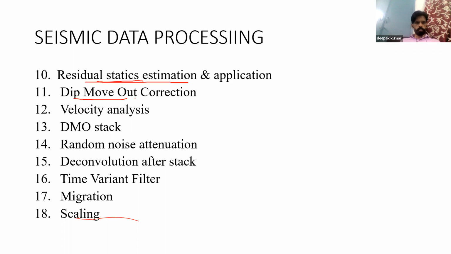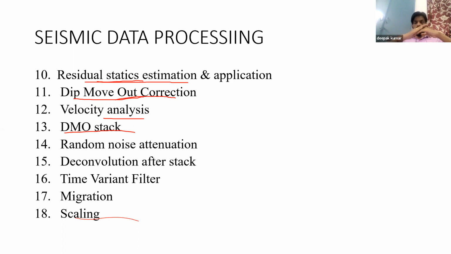And then we do dip move out correction. So what is dip move out correction? I have already discussed this in the previous session: the Earth's surface is not horizontally flat, so it will have some dipping. Because of that, the image of the dipping layer will be very erroneous in the stack section. So for that we apply migration to bring the pseudo dipping reflector to its actual position. So for that we do dip move out correction, and then again we do velocity analysis for such a scenario, and then we do DMO stack, meaning dip move out stacking.